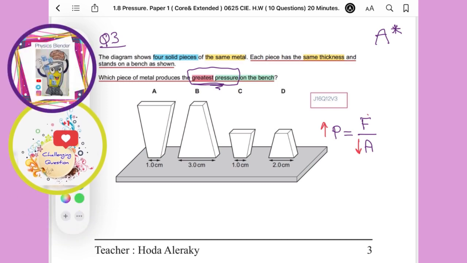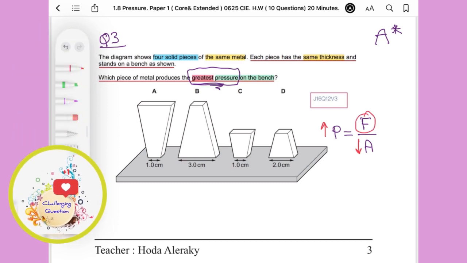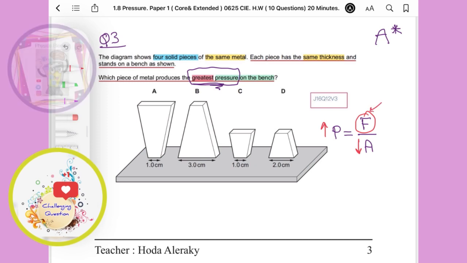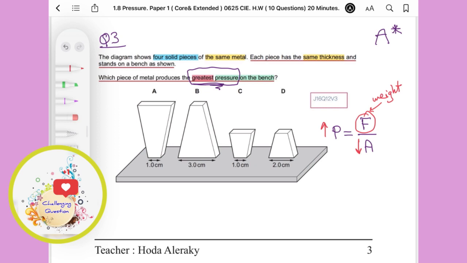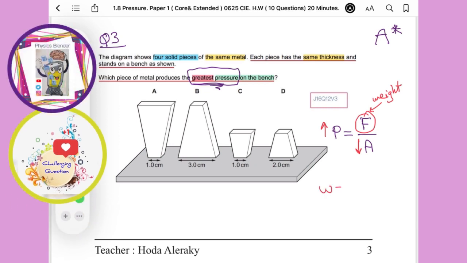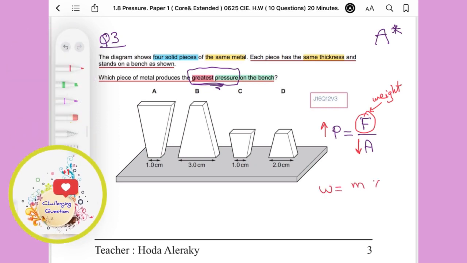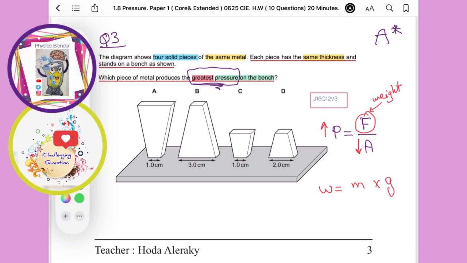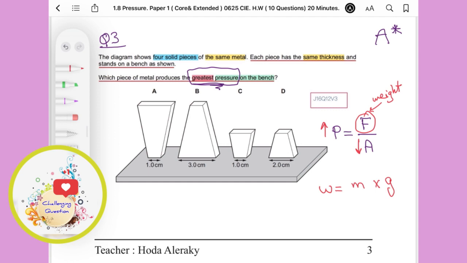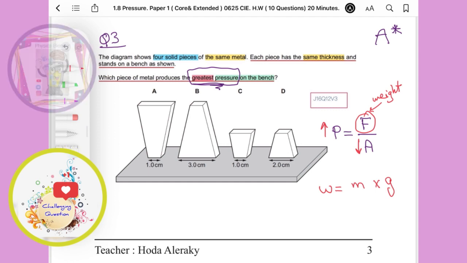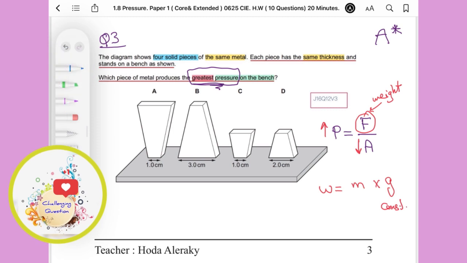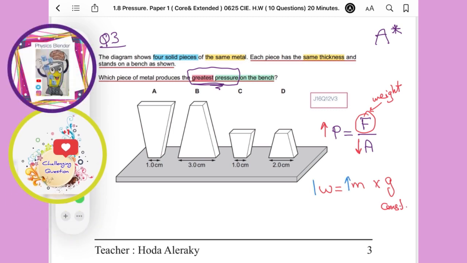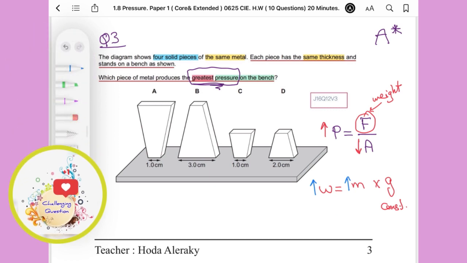What about the force? Force here represents the weight of the object, and the weight of the object is equal to its mass times g, which is gravitational field strength or free fall acceleration. g is constant. It means increasing mass means more weight, right?